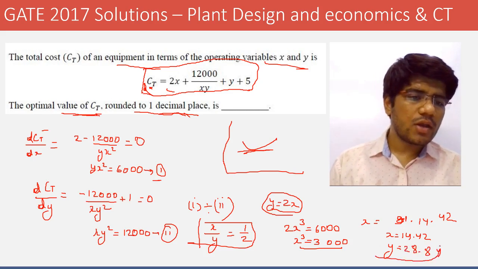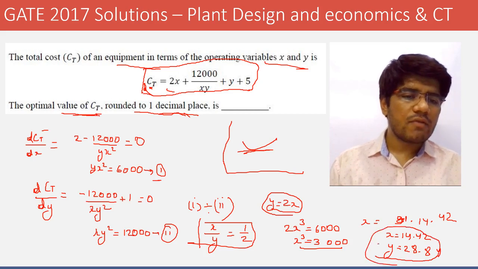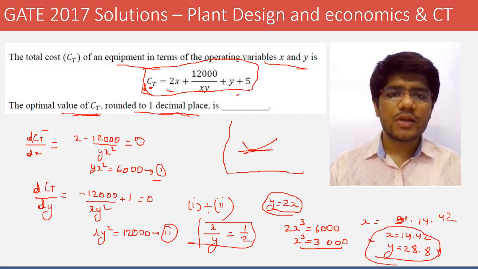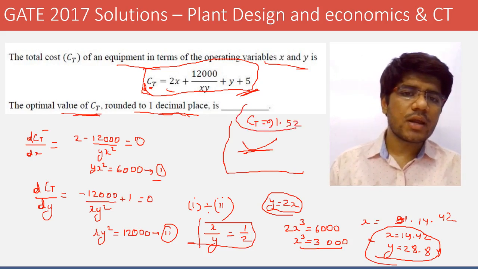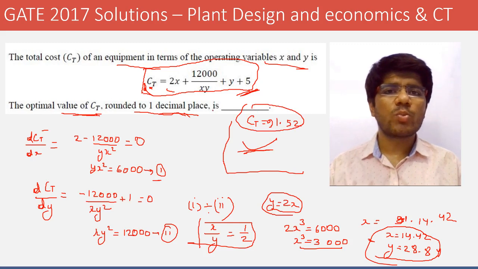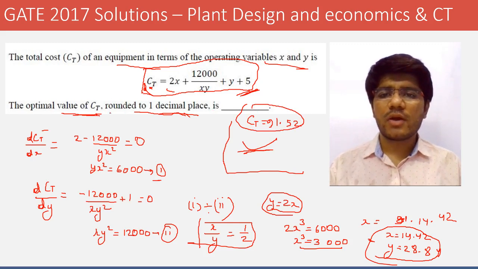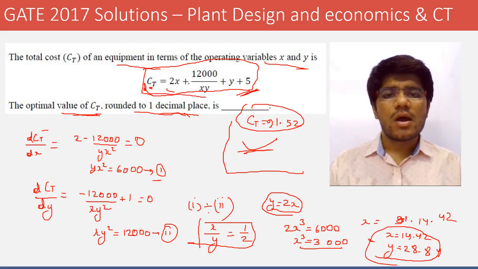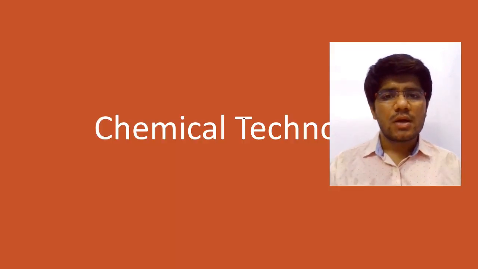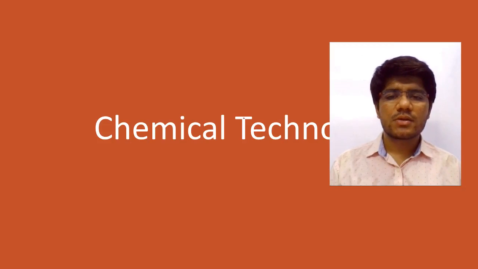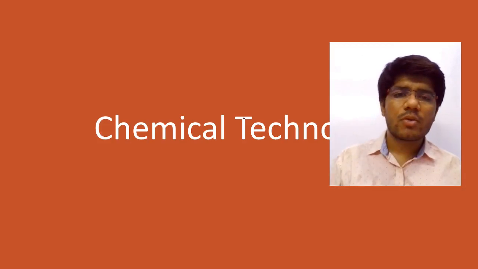Now we got the value of x and y, and when we put this value of x and y into this equation for ct, we will get the final value of ct, which will come out as 91.52. So this is the final answer for this question, 91.52. The optimal value of ct for this equation came out to be 91.52. So that's it for process dynamics, process design and economics part.